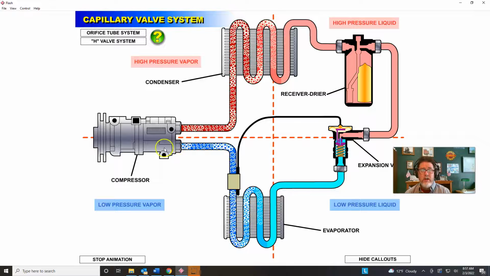And if liquid refrigerant gets to that compressor, that's very bad. The compressor doesn't like to compress liquid. Vapor goes in, vapor goes out. And so if liquid goes into the compressor for a long period of time, it's going to destroy that compressor.